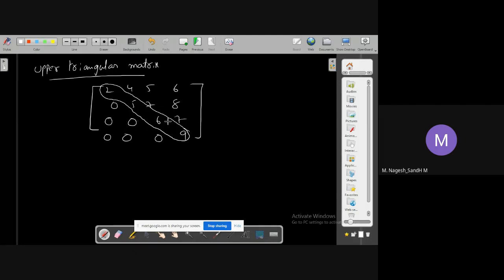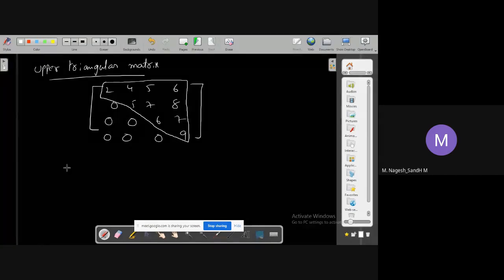Below the main diagonal, all elements are 0, then it is called the upper triangular matrix. Simply, in other words, why we are calling it upper: only upper part elements are present. Upper part elements are non-zero. That's the reason it is called the upper triangular matrix.